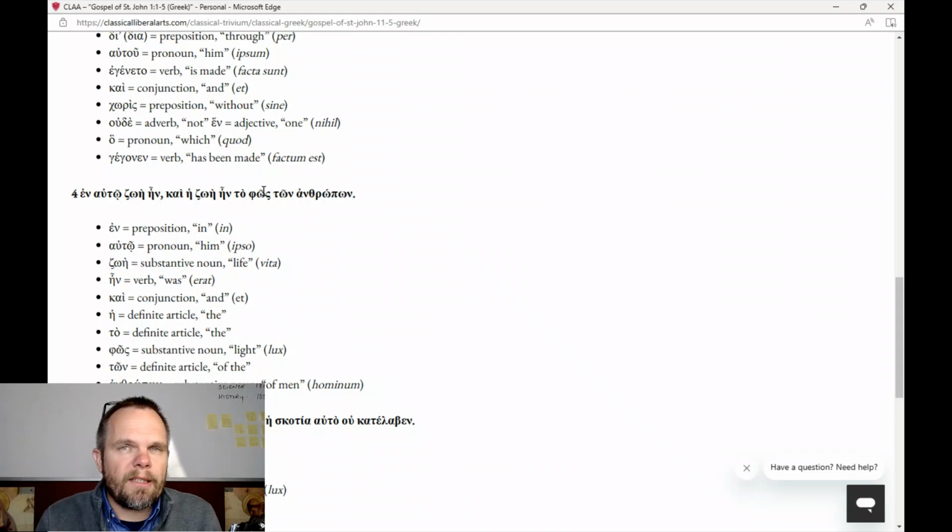We'll also see that other forms of this noun would be photos, which is where we get the word photo from in English. It means light. Photography means writing or drawing with light on film. But that Greek word phos means light.